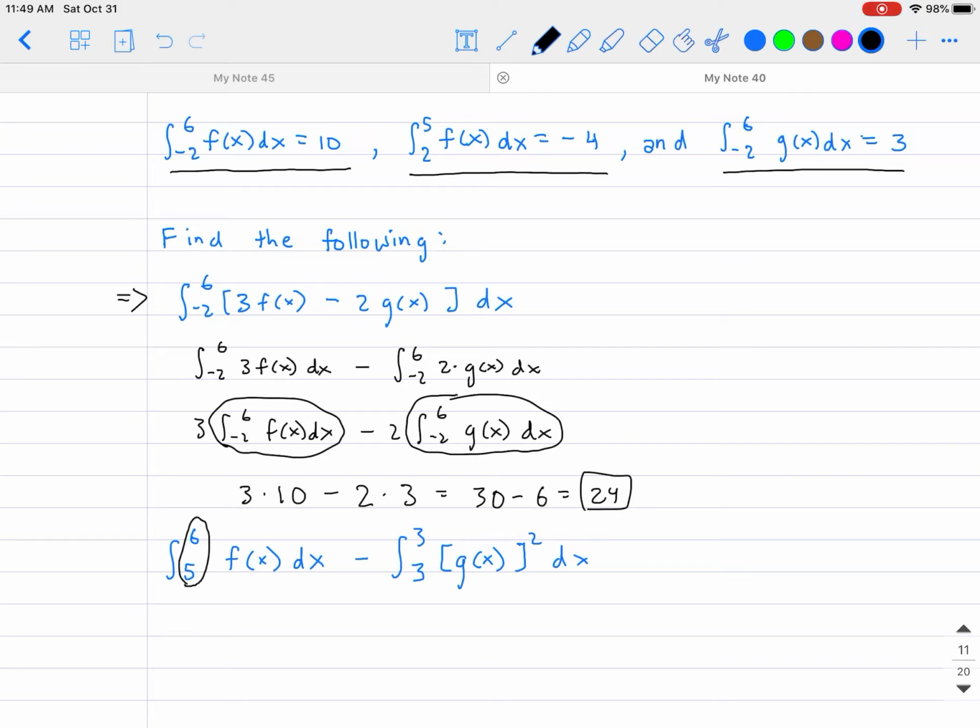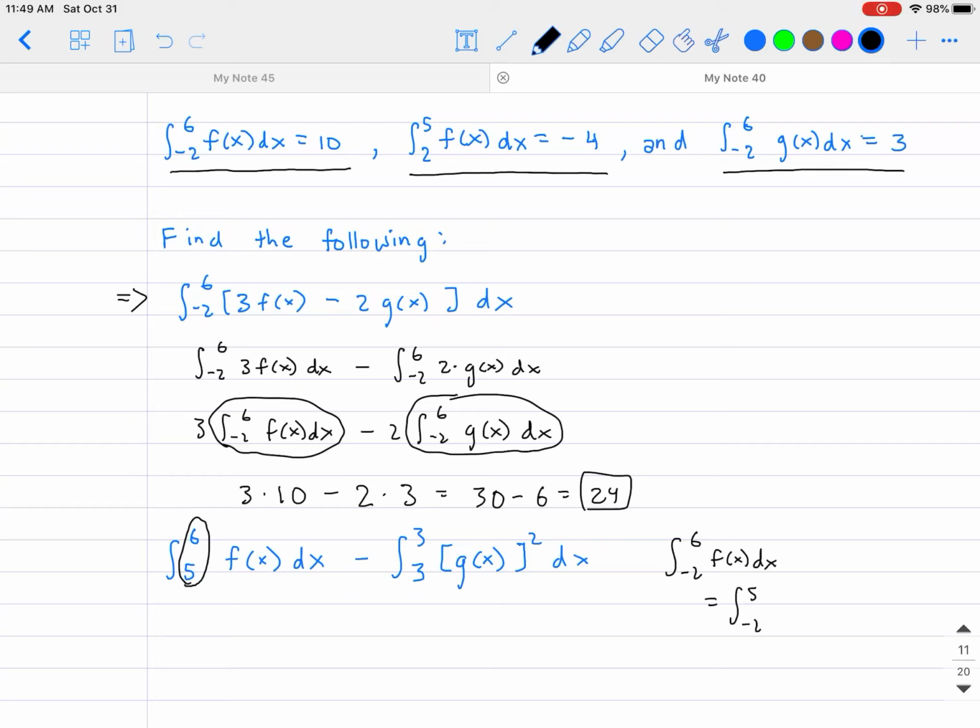Well, as nasty as it looks, it actually is not that bad, because you basically have to do a combination here in order to see what's actually happening. Now, as I said, I don't have the integral from 5 to 6 that's given to us for f of x. But what we do have is the following.